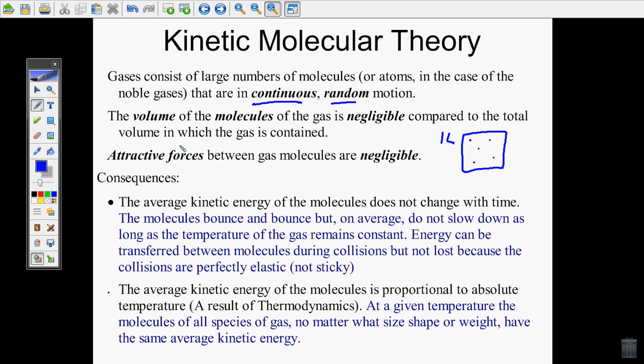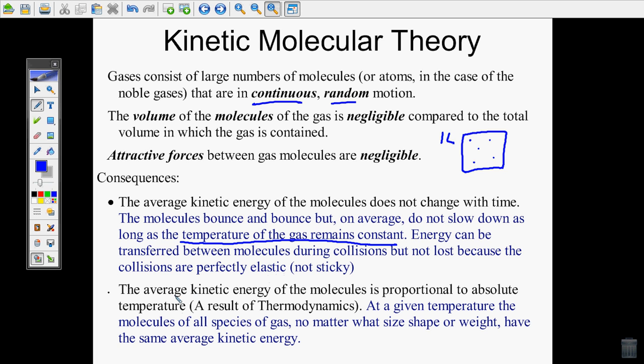So what do these things tell us? Well, it tells us the average kinetic energy of the molecules does not change with time, okay? They can bounce around, but they don't really slow down as long as the temperature of the gas remains constant. Now, if you increase the temperature, you're going to increase your average kinetic energy. Energy can be transferred between molecules, but it's not lost. They're called elastic collisions, okay? They're not sticky, basically.